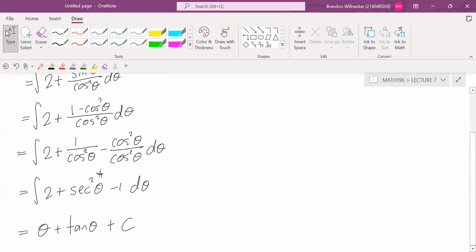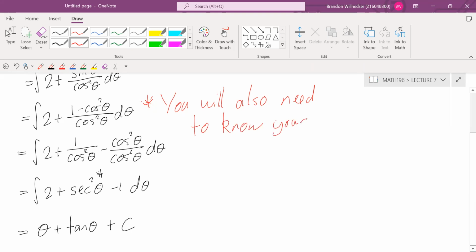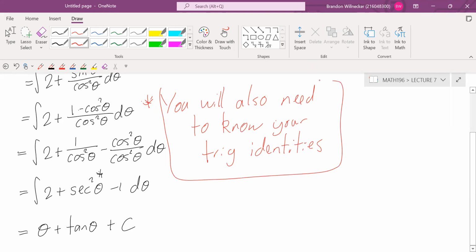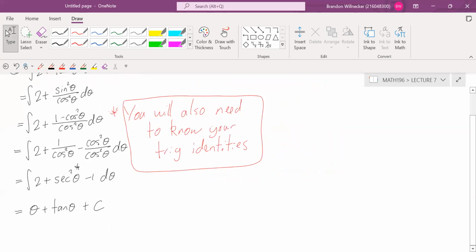Okay, so just a little note here. You will also need to know your trig identities. Okay, so for some problems, you'll have to use some of your trig identities to solve that. Okay, are there any questions on this one?